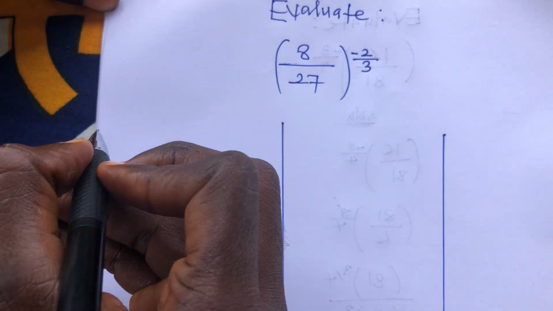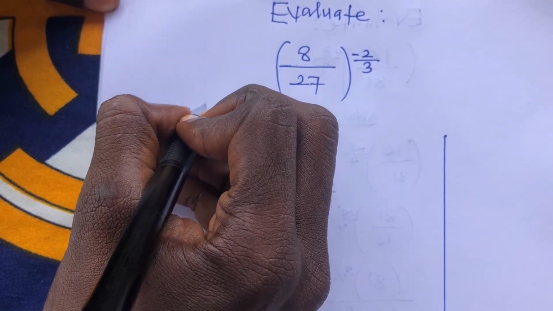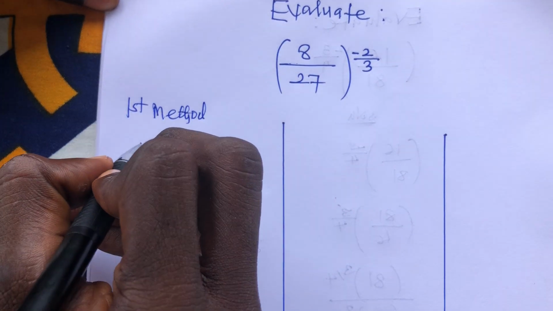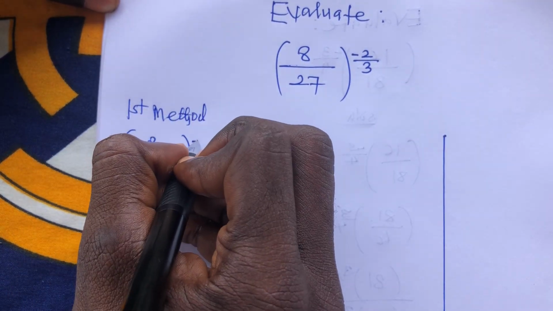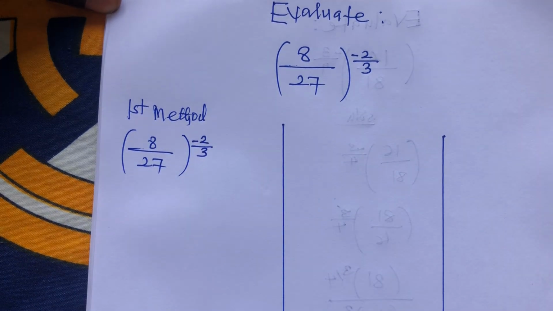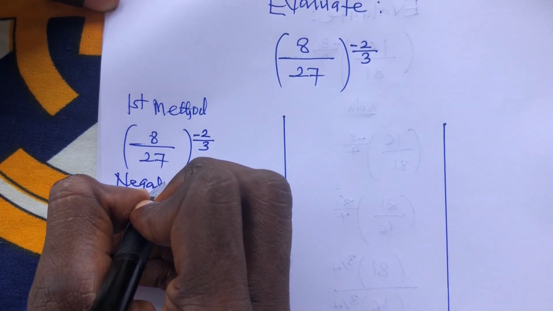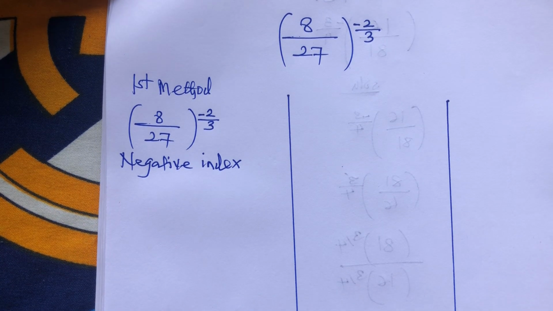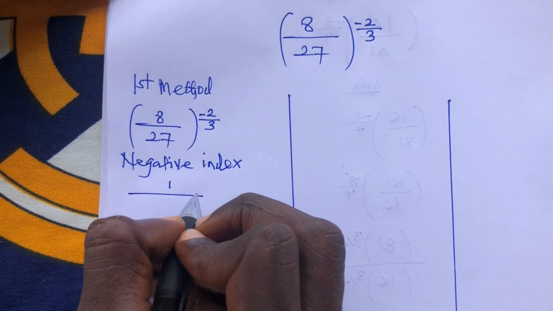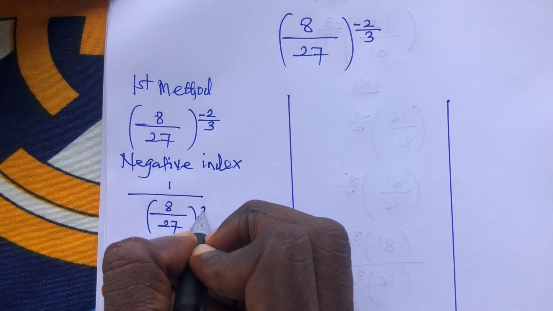Okay, let us start with the first method. We are given 8 divided by 27, then raised to the power minus 2 divided by 3. The first step, we are going to apply the negative index law of indices. By saying this, it becomes 1 divided by 8 divided by 27, then raised to the power 2 upon 3.